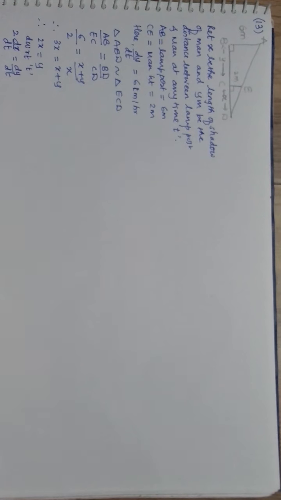Agreed? So here when I solve further, I get 2 dx by dt is dy by dt, already known as 6. So here you get dx by dt is equal to 6 by 2, that is 3, and that will be 3 kilometers per hour. So let us get it confirmed. I will read the question once again. So it's 3 kilometers per hour.